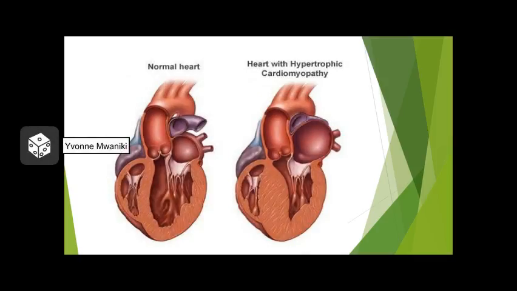Here is a visual example of a normal heart in comparison to a heart with hypertrophic cardiomyopathy. The most significant thing noticed in this picture is that you can definitely tell the left ventricle is enlarged and thickened. And that is what we mostly see. It's the most common clinical presentation with hypertrophic cardiomyopathy.